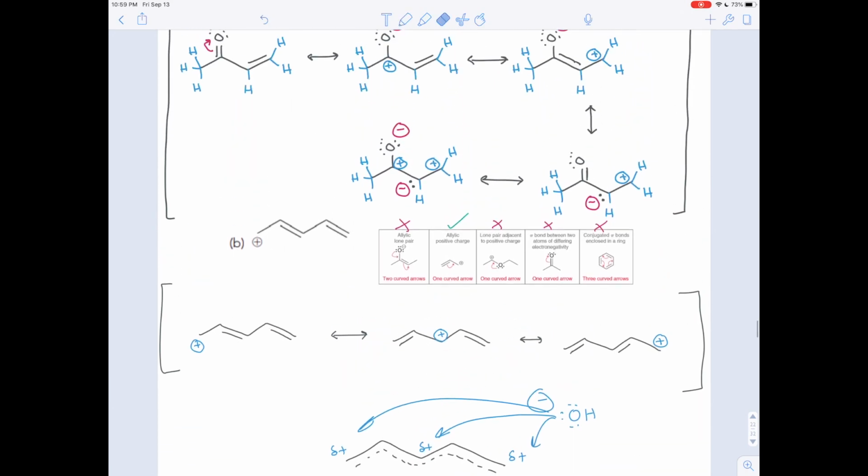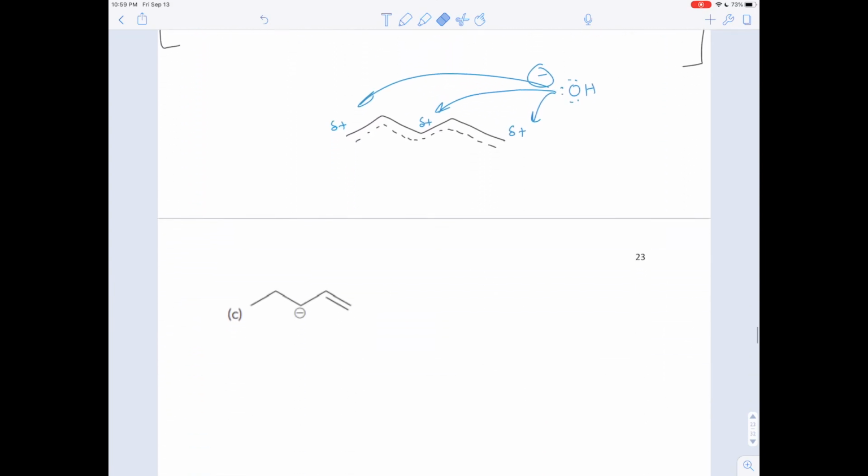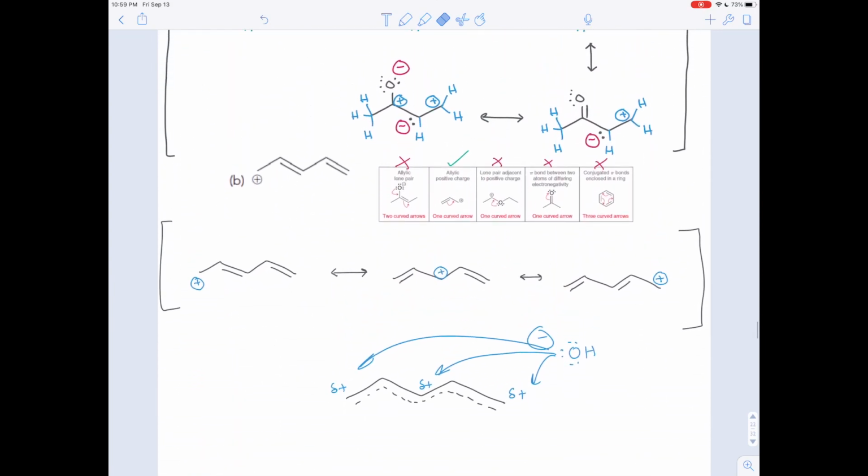So I'm going to continue the rest of the exercises in this problem in a separate video just to avoid making the videos too long.